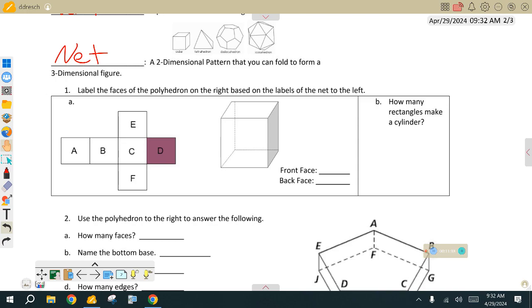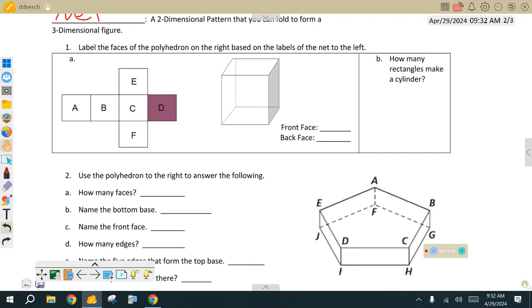Okay. So as you folded that back up, of those letters there, which of those would you consider to be a front face? A, B, C, D, F. What would you consider to be your front face? F. Yeah, I would say F is considered to be your front face.